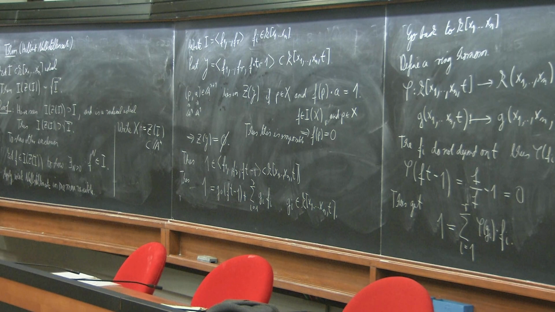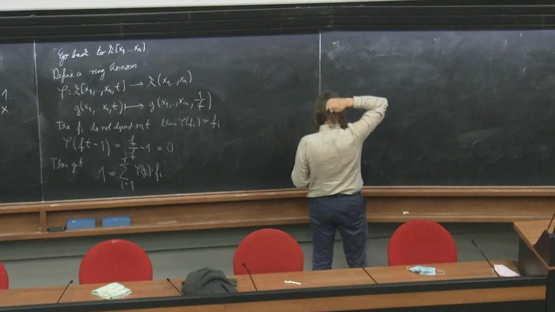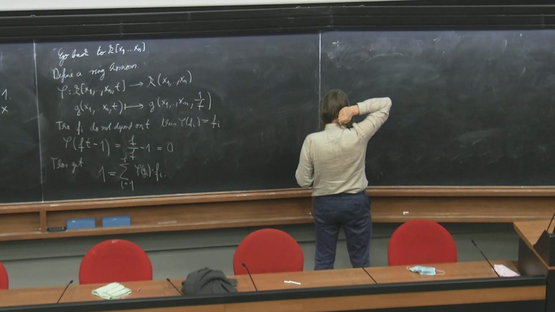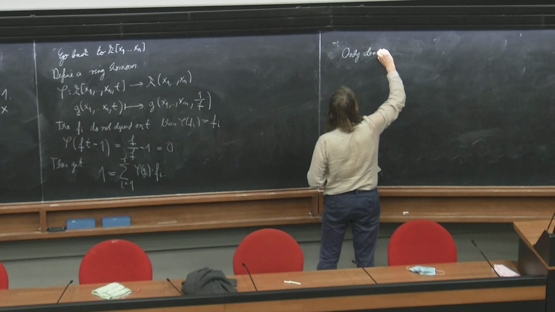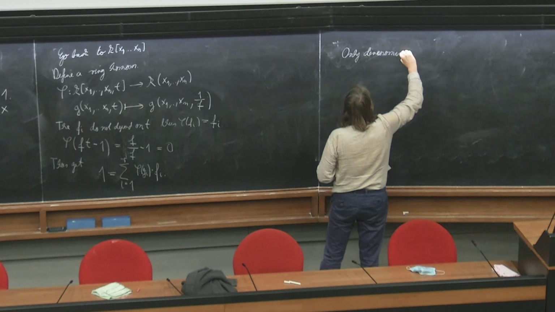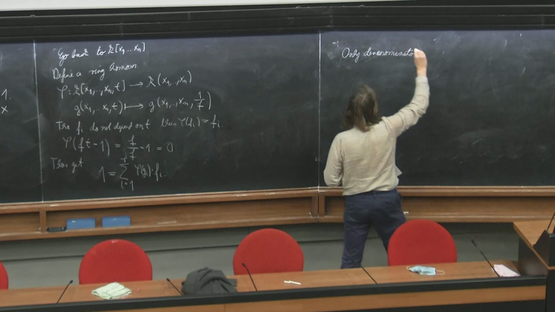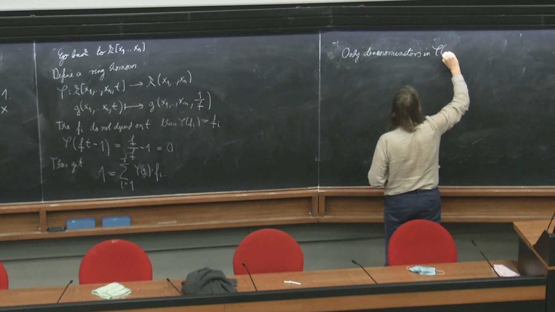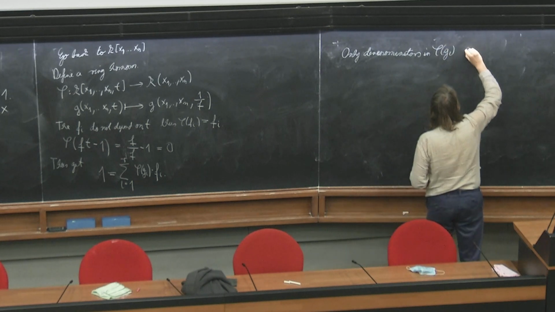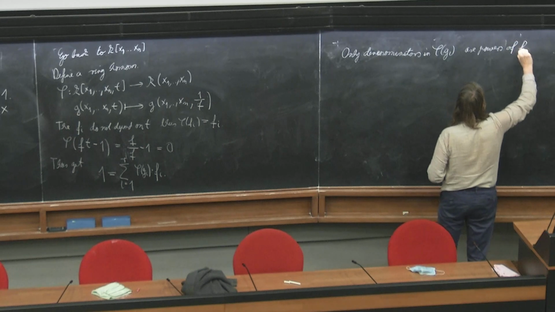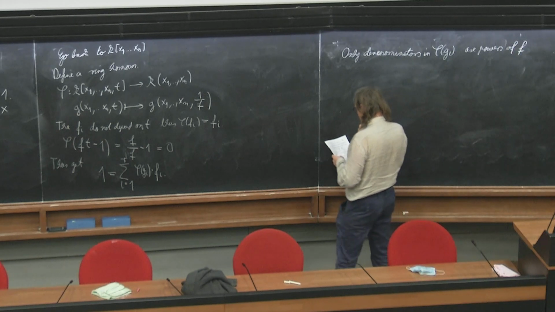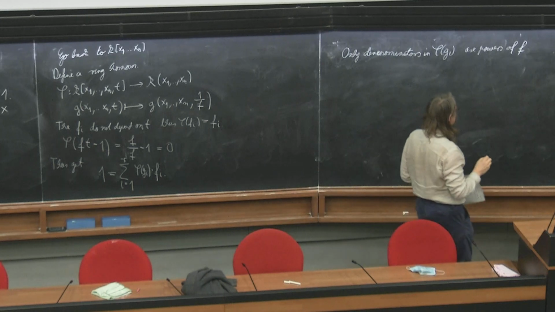So the denominators in phi of g_i are powers of f. So some power f to the n of f.